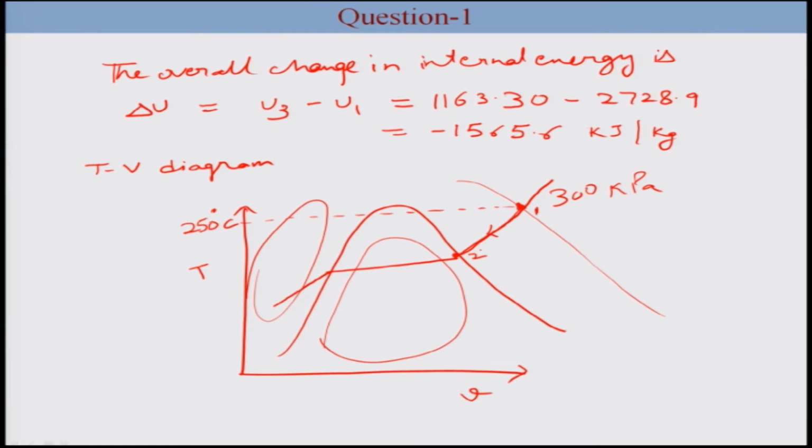Then again it is cooled such that the pressure reduces to 100 kilopascal. So, pressure is reducing. So, for 100 kilopascal we will have such a line. So, the pressure is reducing to 100 kilopascal, and the specific volume is constant. So, it will be a vertical line. So, this point represents the final state. So, this is the TV diagram of the entire process.